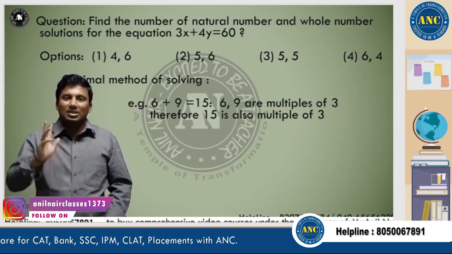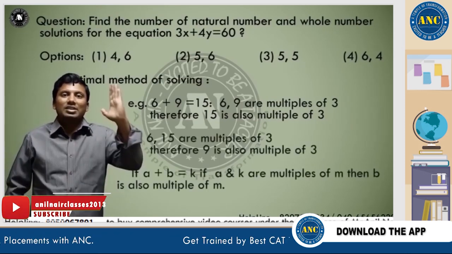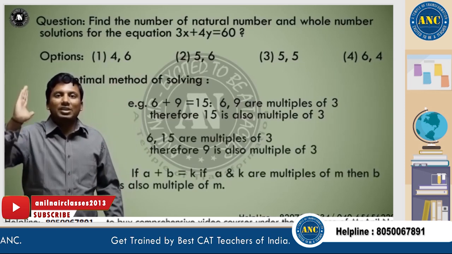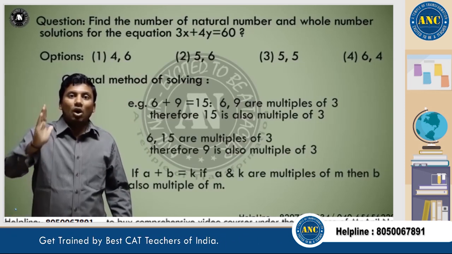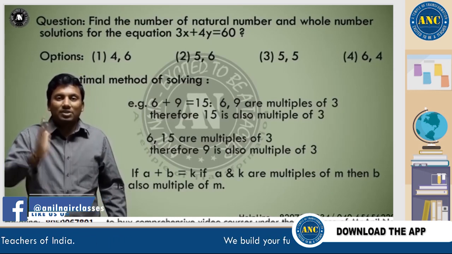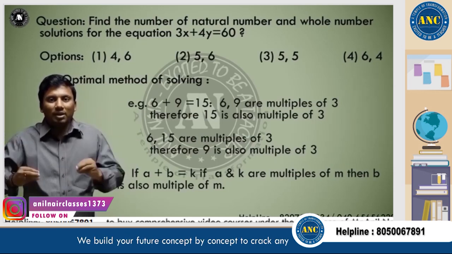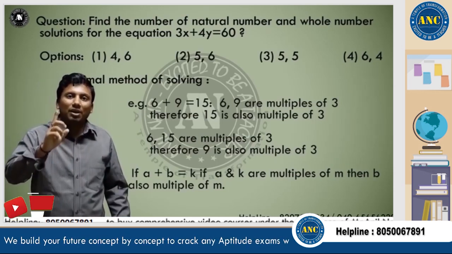Second observation. 6 + 9 = 15. 6 is a multiple of 3. 15 is a multiple of 3. 9 should also be a multiple of 3. That means if a + b = k, if a and k are multiples of some number, b should also be a multiple of that number.